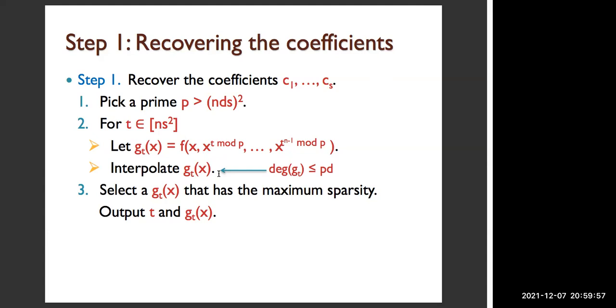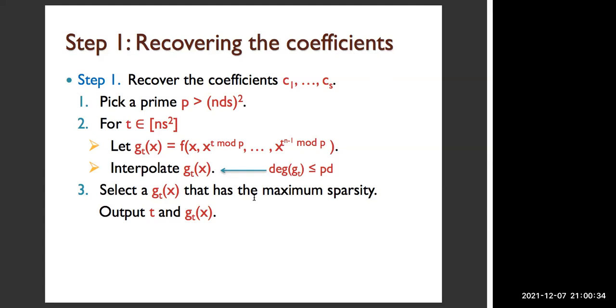You can just evaluate g_t(x) at a bunch of points, and you do this for all t from 1 to n s squared and pick the one g_t(x) which has the maximum sparsity. There can be multiple, but pick any one. You output that t and g_t(x). That's your step one. What do I mean by maximum sparsity? Every time you're getting a univariate polynomial, you count how many coefficients are non-zero. That's the sparsity of g_t(x), and you output the one with the maximum sparsity.